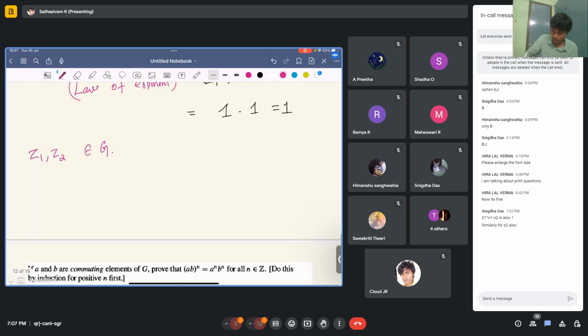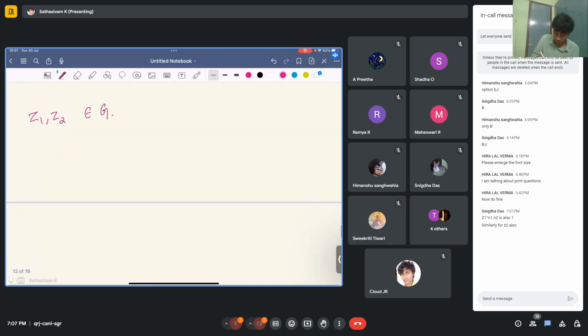Now let's look at other things. Let's look at the second one. What is the second one? Associative. Let's look. Associativity is again easy because complex numbers are associative, so we don't have to worry about associativity much.